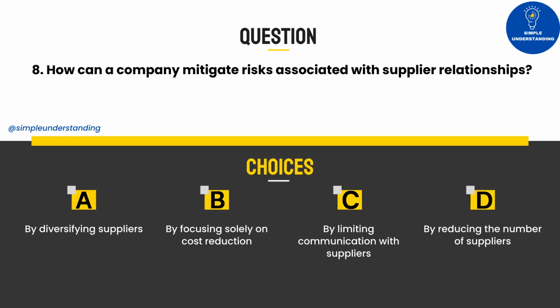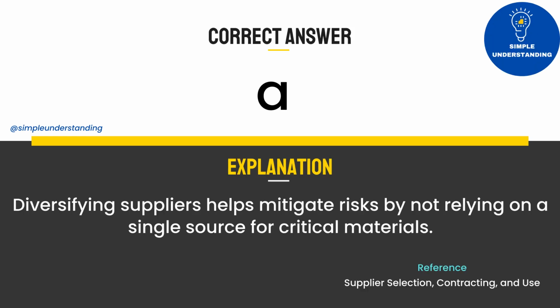8. How can a company mitigate risks associated with supplier relationships? A. By diversifying suppliers. B. By focusing solely on cost reduction. C. By limiting communication with suppliers. D. By reducing the number of suppliers. Correct answer A. Explanation: Diversifying suppliers helps mitigate risks by not relying on a single source for critical materials.